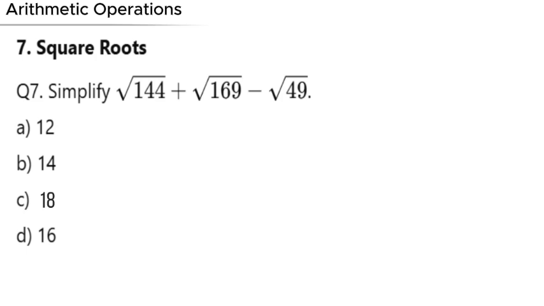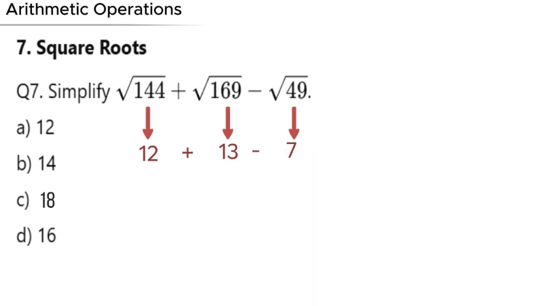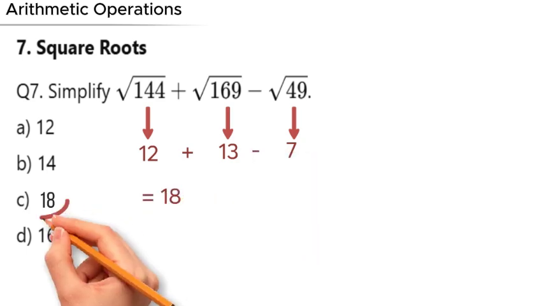It is important that we are familiar with the square roots of some numbers, so we don't need a calculator to solve this. Square root of 144 is 12. Square root of 169 is 13. And square root of 49 is 7. Thus, 12 plus 13 minus 7 is equal to 18.